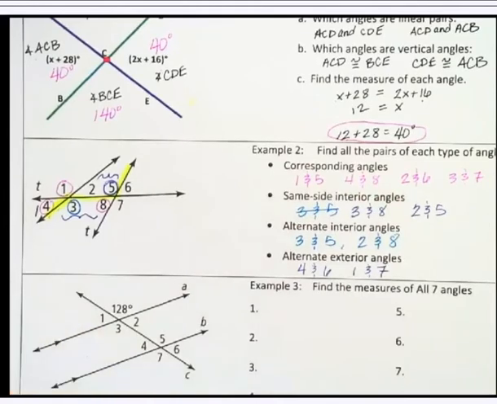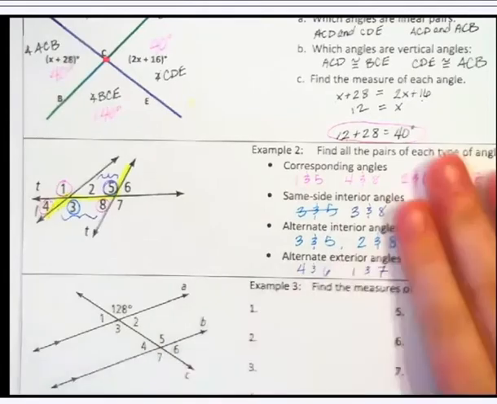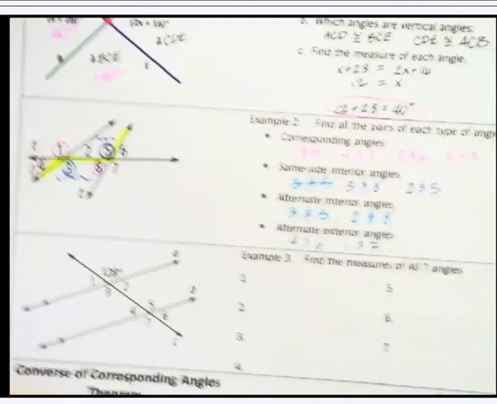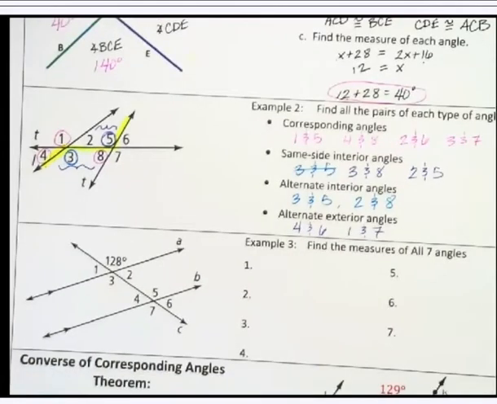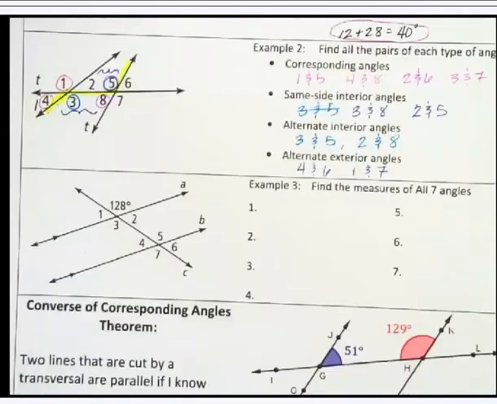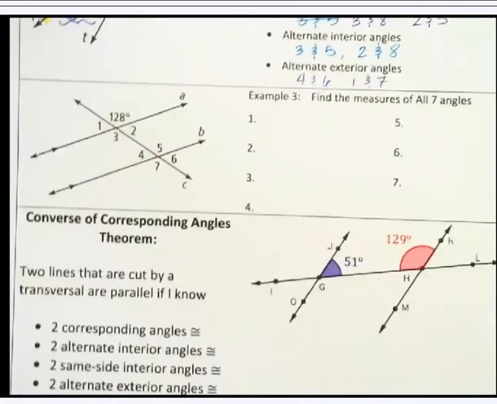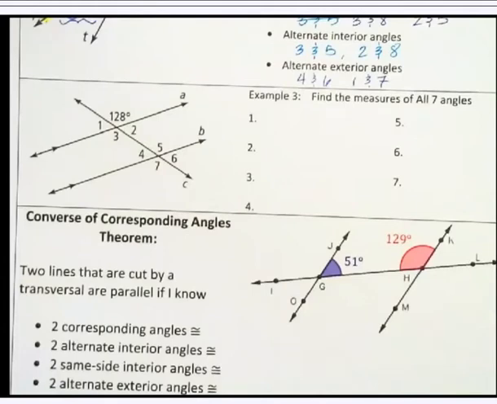Okay, so this is really just another example where it's just a different position. The transversal is not as easy to see. It's just in a different position than our first example. Okay. Now for example 3. So we're going to use all of this vocabulary and we are going to find the angle measures for all 7 angles.